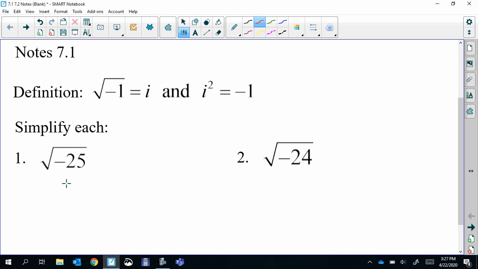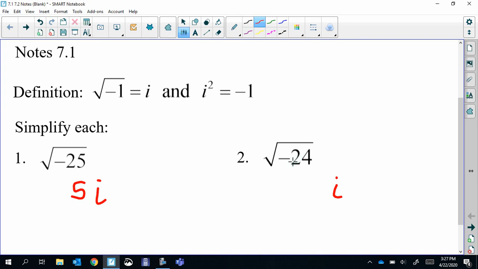Whenever you do a square root of a negative, it's just going to get an i as the answer. So since that's negative 25, it's going to have an i in it because it's an imaginary number. And then we just do the square root of 25 as normal, which would be 5. Same idea here. Square root of a negative means it's going to have an i in the answer. And then we do the rest of it.